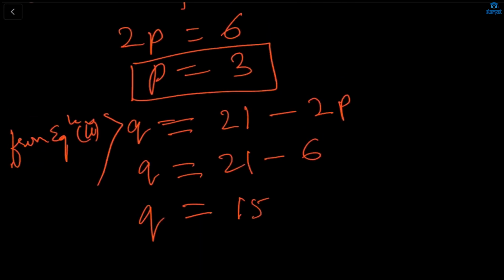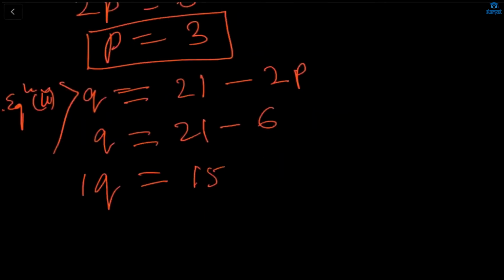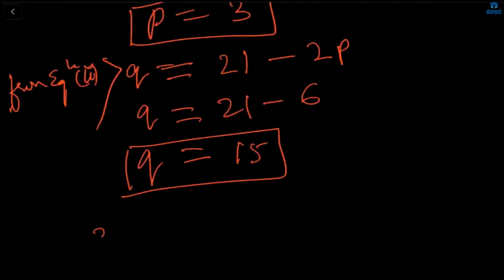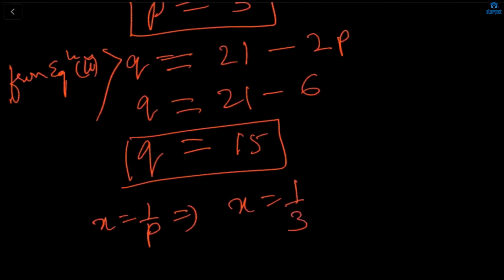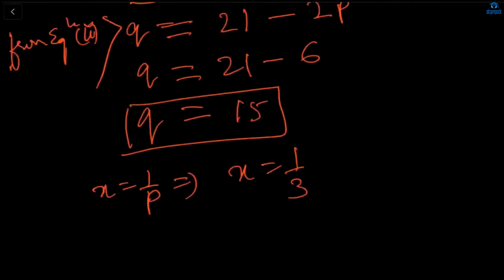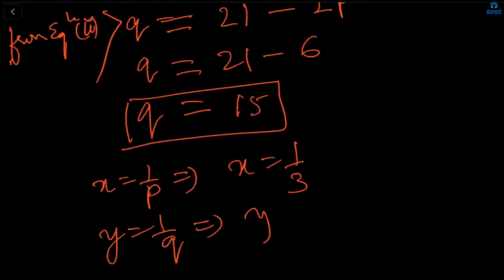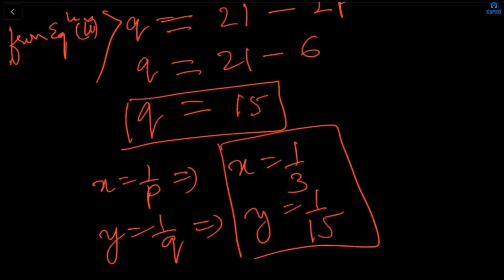Now our step is still not over just here. We have p is equal to 1 upon x, so x is equal to 1 upon p, which implies that x is equal to 1 upon 3, and y is equal to 1 upon q, which implies that y is equal to 1 upon 15. Now your step is complete. Now you have got the value of x and y.